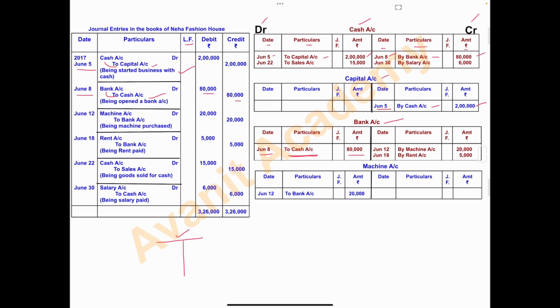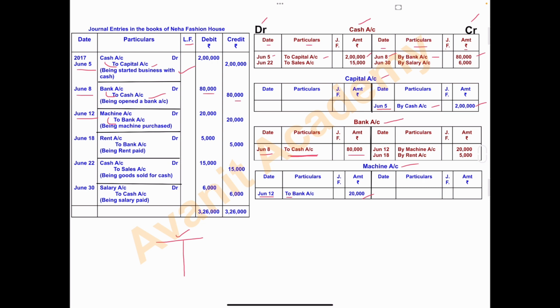On June 12th, the entry is machinery account or machine account debited to bank account. So in this entry, which account is debited? Machine account. We have to prepare the machine account. So I have prepared here the machine account, and this machine account is debited. So debit side, right, June 12. Against which account? Machine account. Next, which is there? Bank account. To bank account 20,000. You have to write 'To' for the debit side and for credit you have to write 'By'.